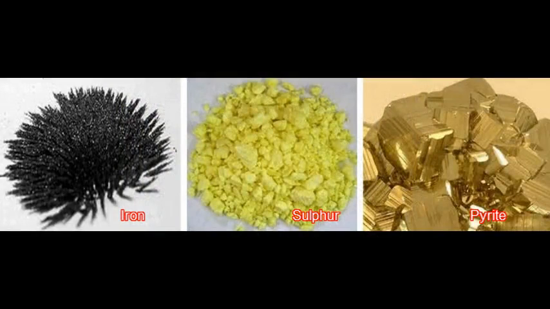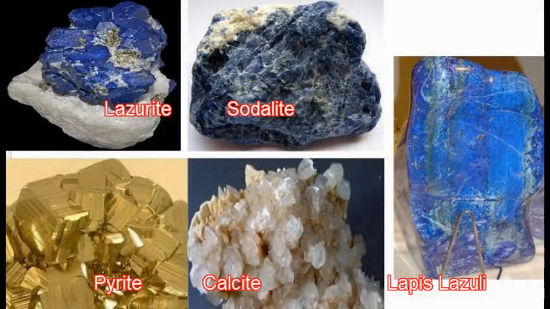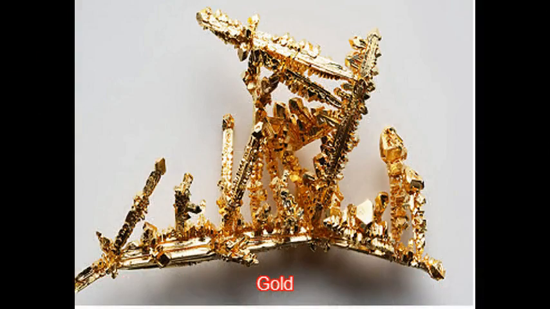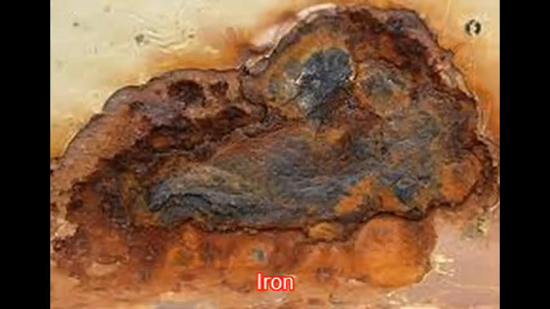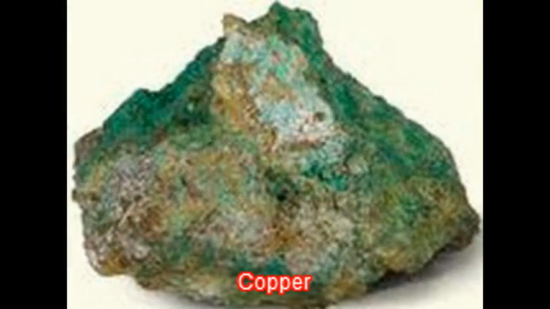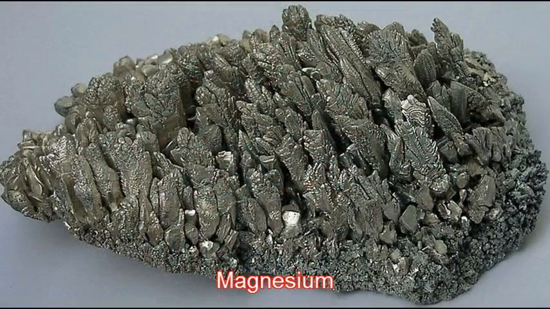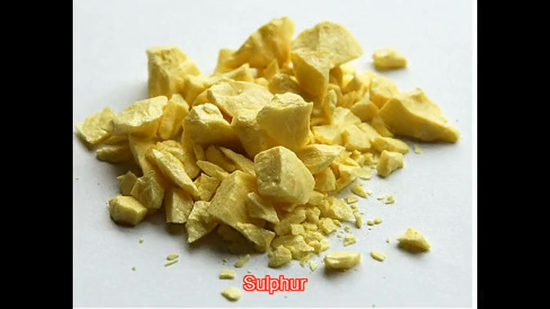To make lapis lazuli, mix lazurite, sodalite, pyrite, and calcite, and heat and press. Metals are useful as coloring agents. Use a pinch of gold for gold, a pinch of iron for red, a pinch of copper for green, a pinch of magnesium for blue, a pinch of sulfur for yellow.